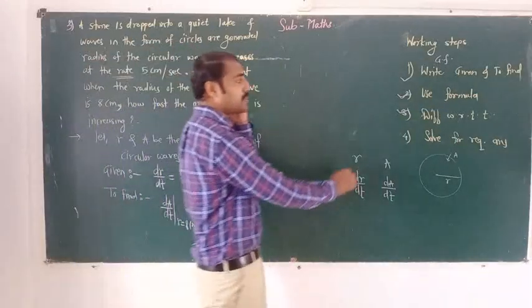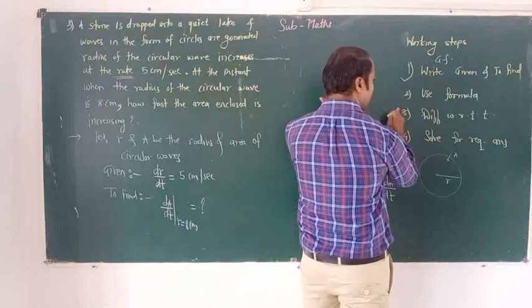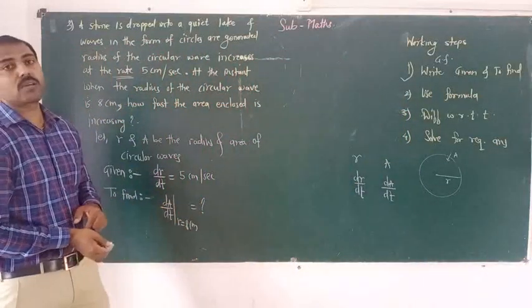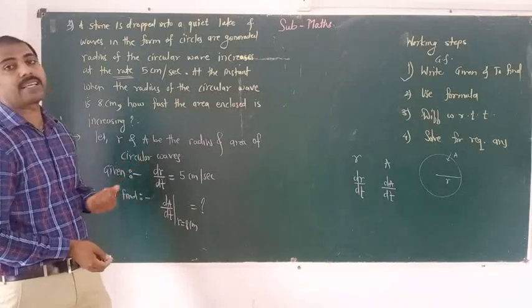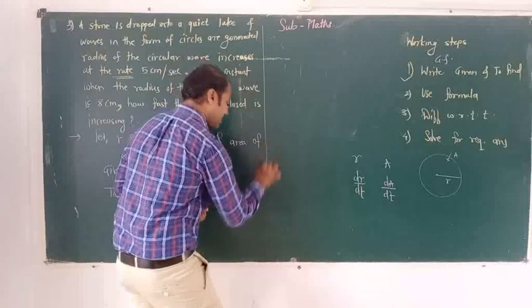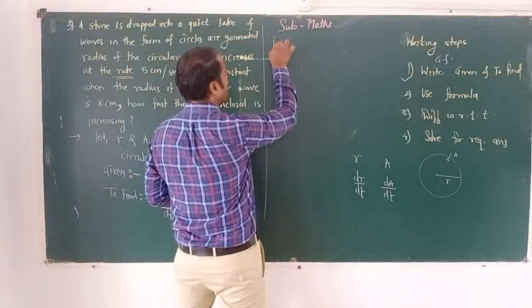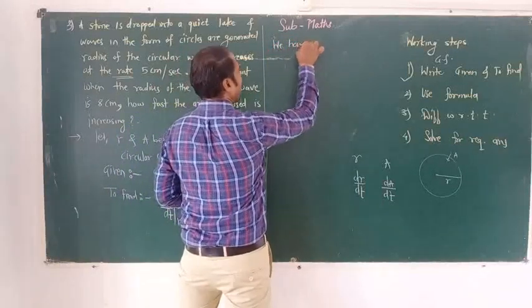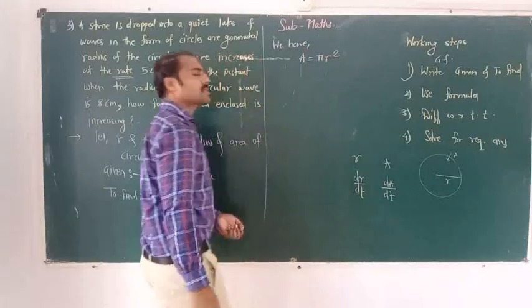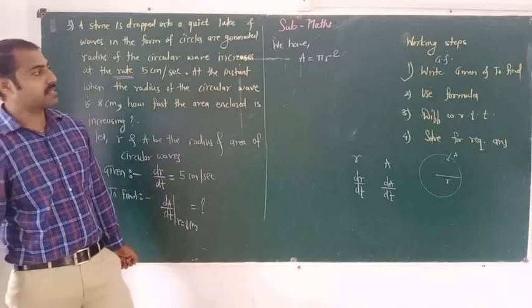Now the first step is completed. To find dA by dt, we use the formula in between radius and area of the circle. What is the formula for radius and area of the circle? We have area of circle is nothing but pi r square.